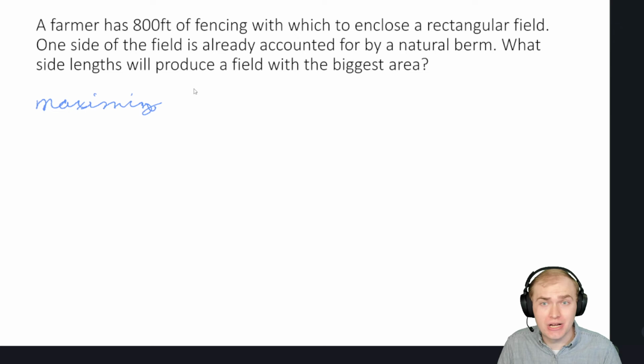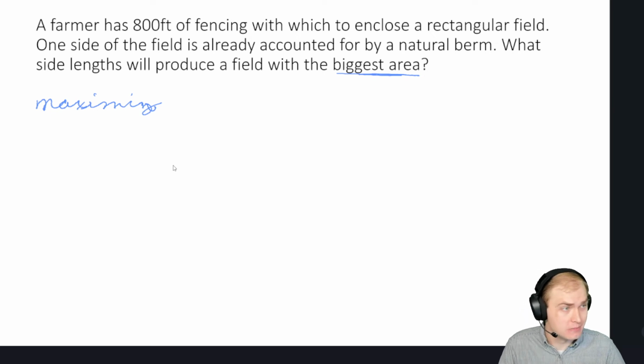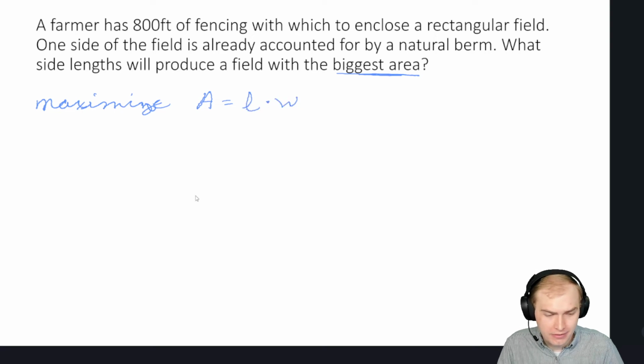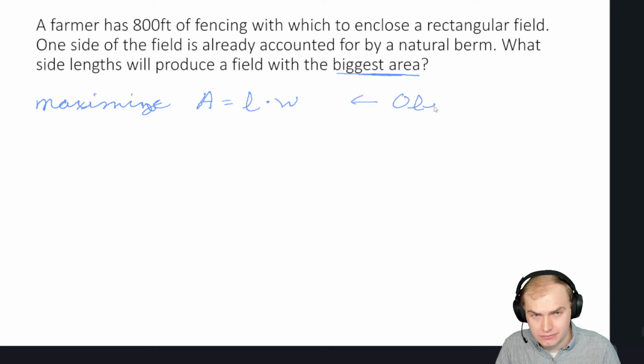So what's our objective here? We want the biggest area. Biggest is going to mean maximize. The two senses that we're going to do this in are maximize and minimize, which means there should be an E here. We want to maximize area, which, it's a rectangle, so length times width. That's our objective.